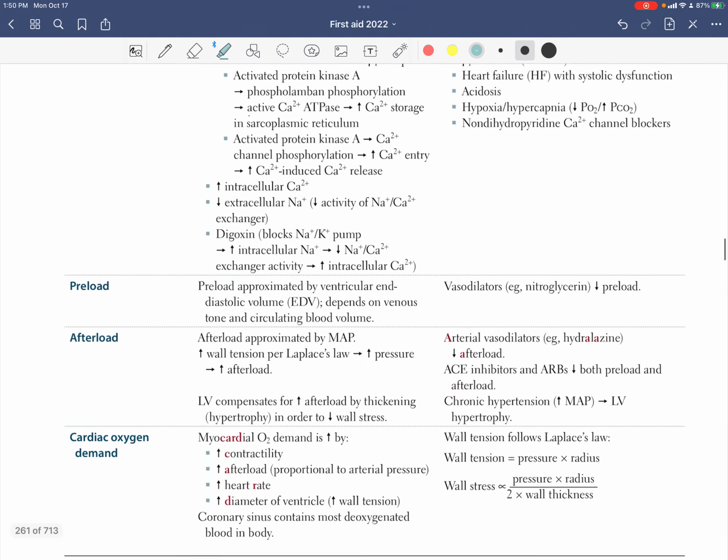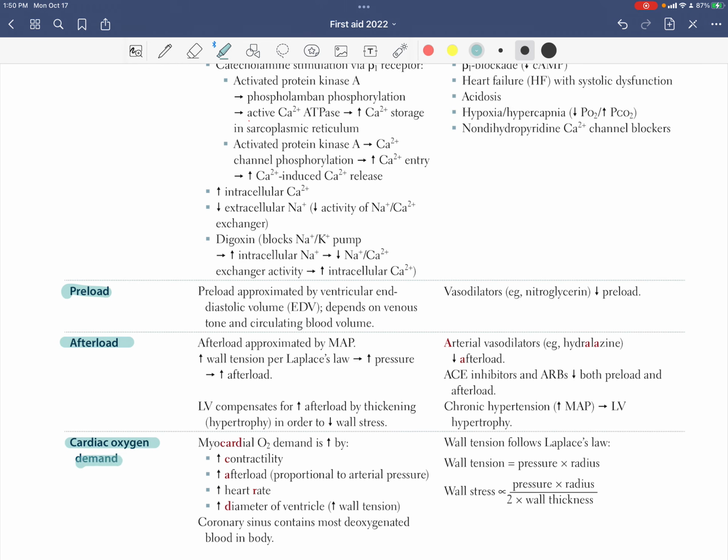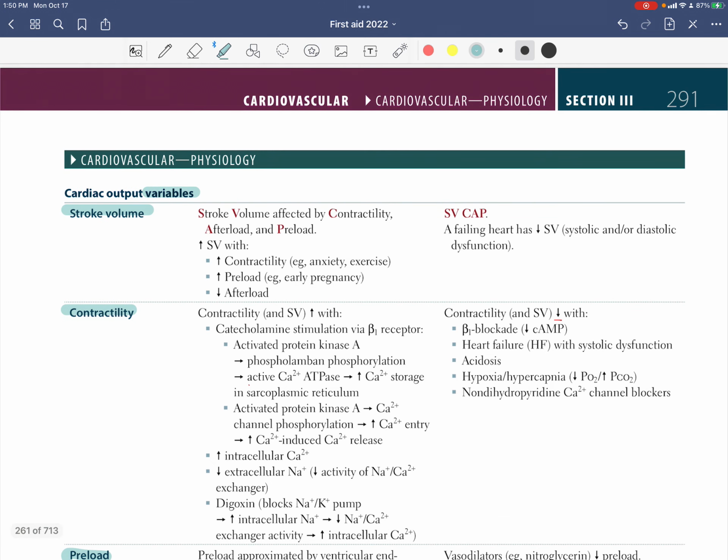About the cardiovascular physiology, we have multiple variables, and that means they're changing due to different factors. So, first of all, we have the stroke volume. The stroke volume is basically the amount of blood that the heart can pump out into the vascular system. Stroke volume is affected by different variables like the contractility, which is basically the capability of the heart to contract, and also the afterload.